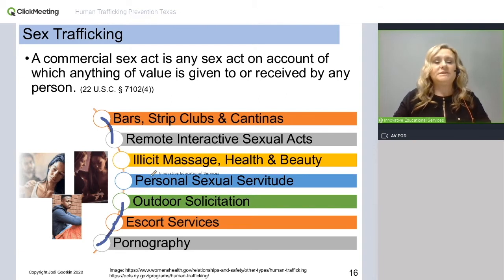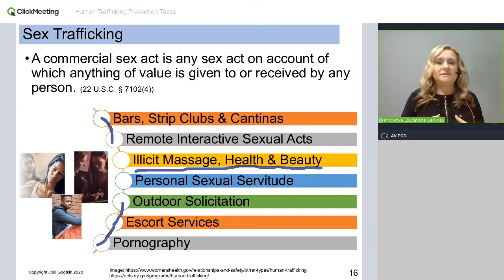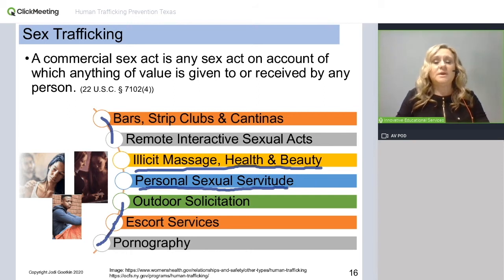Other areas that we need to consider are illicit massage, health, and beauty. Be aware when you're in your setting that you may be part of a legitimate business, but the next door down, watch the clients coming and going. Watch the service providers coming in and out. Are they brought in all together? Do they leave together? Are there patrons coming in where it doesn't seem like they're actually receiving true therapeutic service? Additionally, in the home settings, individuals may be retained as personal sexual servitude victims in different home settings.